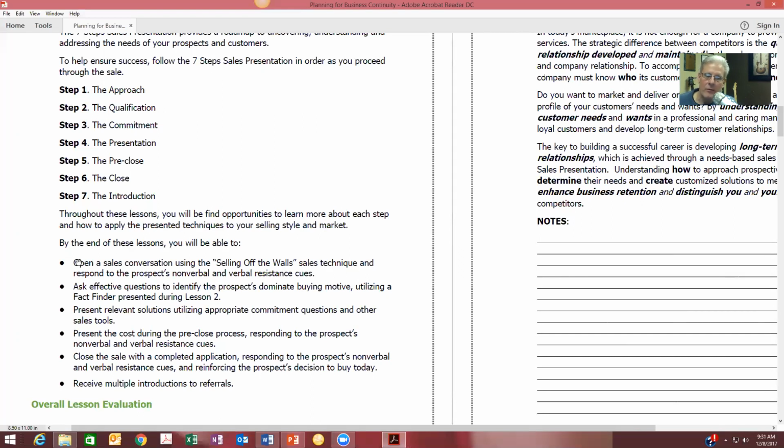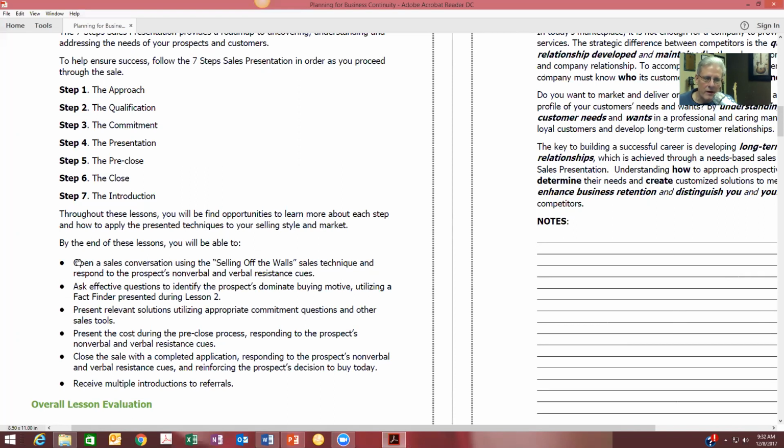Then we're going to talk about relevant solutions. The commitment questions that you ask when you're doing the commitment part in step 3, those commitment questions set up the pre-close. So it's very important that you walk away from just a training on step 6 to have some specific commitment questions you can ask. So when the prospect answers that question, you can go straight to the pre-close and the close.